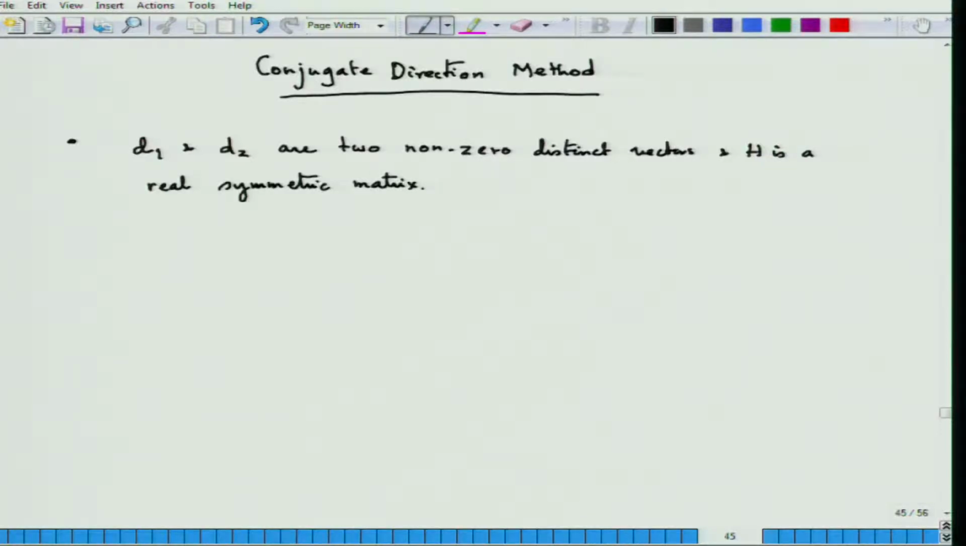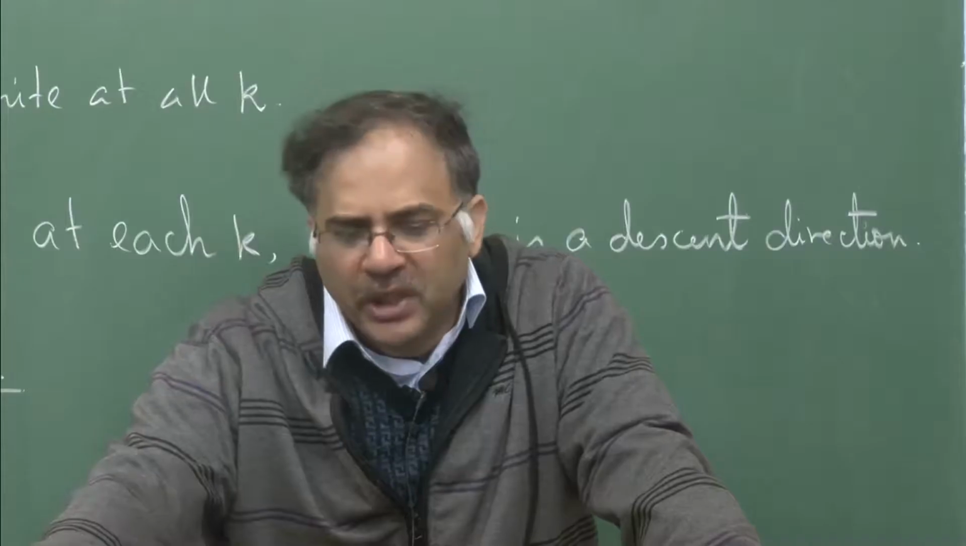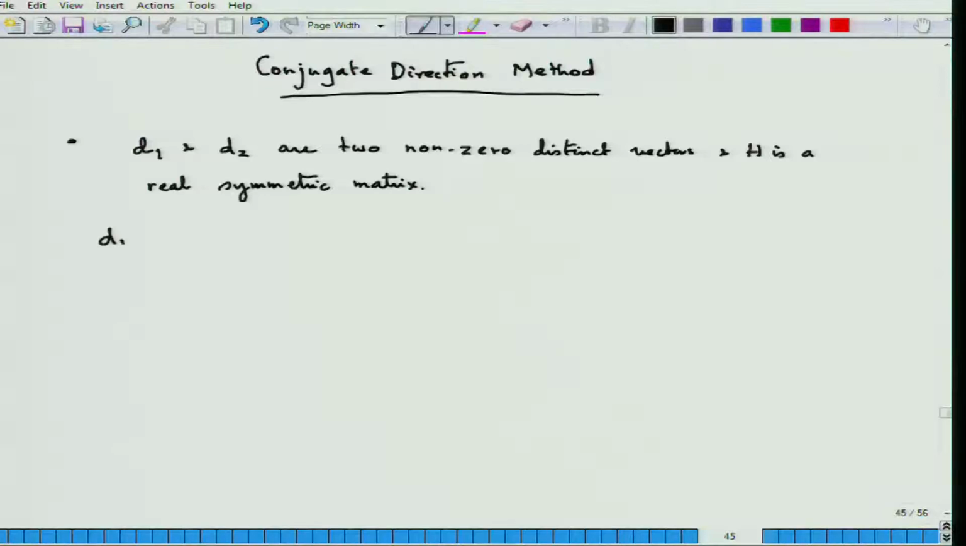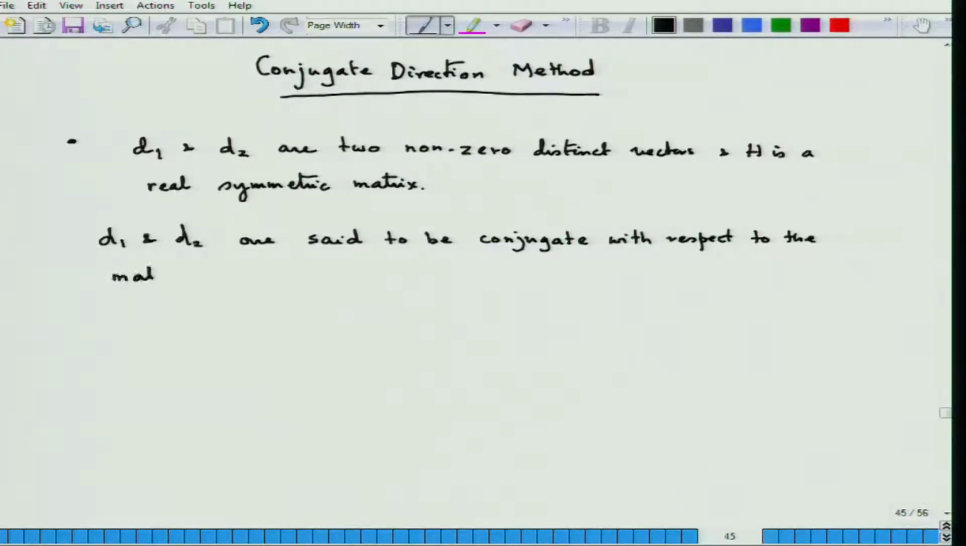Now, when are these two vectors d1 and d2 said to be conjugate with respect to the matrix H? So, d1 and d2 are said to be conjugate with respect to the matrix H if d1 transpose H d2 is equal to 0. Of course, I can write d1 transpose H d2 as the inner product of d1 and H d2.